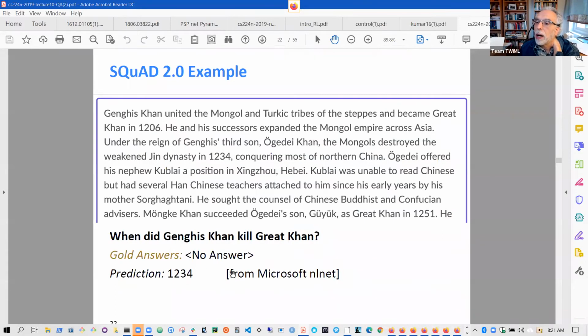Okay. So here's an example where they ask a question. They give you a passage about Genghis Khan, and when did Genghis Khan kill Great Khan? Well, I guess Genghis Khan is the Great Khan, and so there's no answer to that question. So yeah, you have to be able to answer questions like that and say that there's no answer.